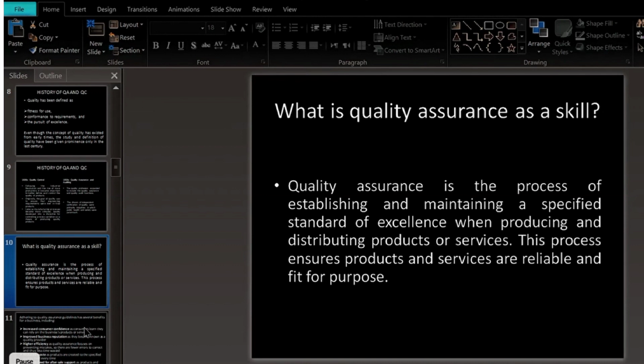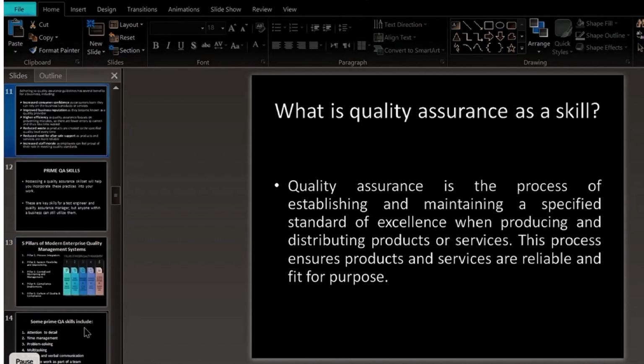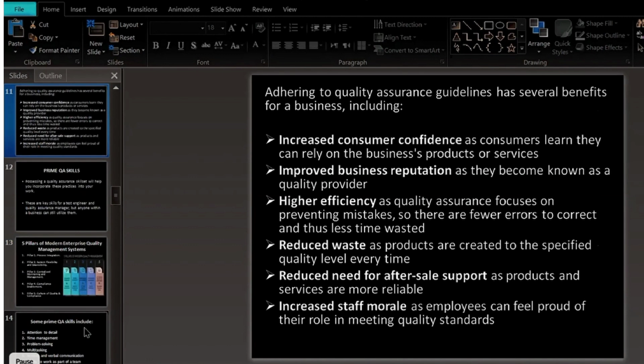So when we talk about quality assurance, it is actually a process of establishing and maintaining specified standard of excellence when producing and distributing products or services. This process ensures products and services are reliable, fit for purpose. So ये है the process of assuring. Now, adhering to the quality assurance guidelines has several benefits for business, including... अब हम कर क्यों रहे हैं? That is the question. हमें पता है कि क्या है, मगर क्यों कर?